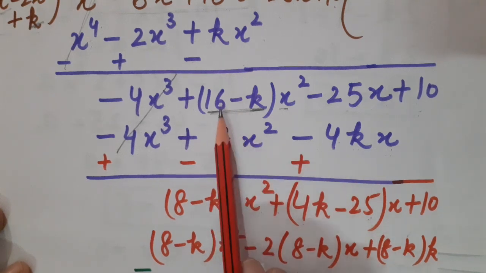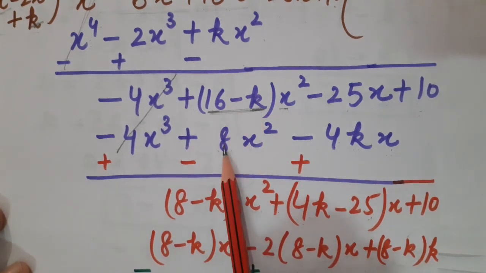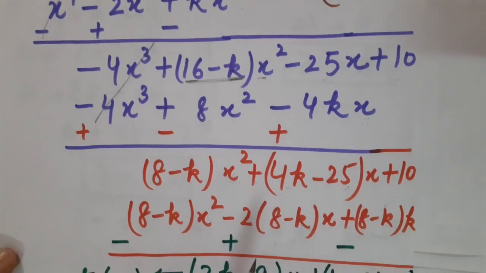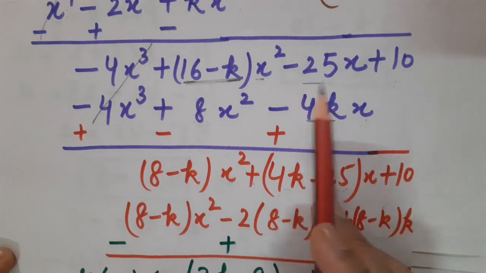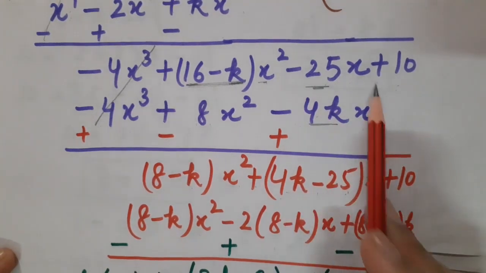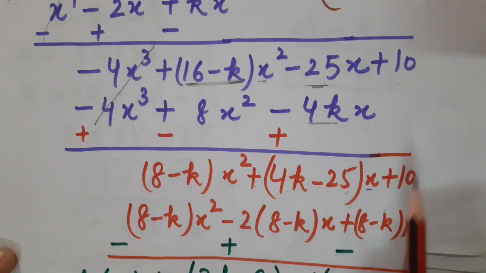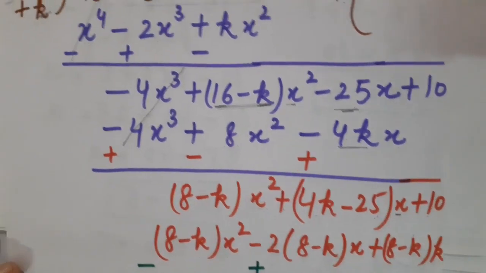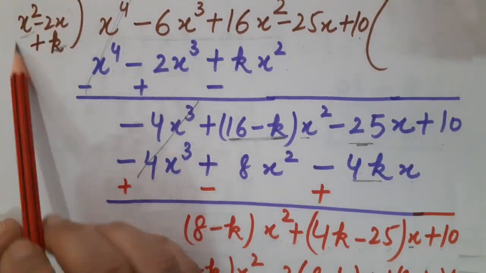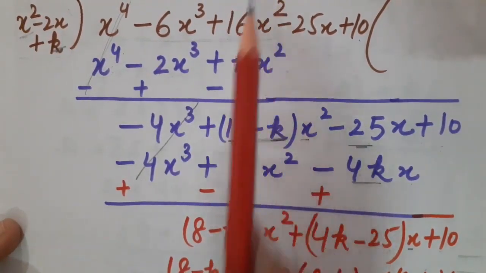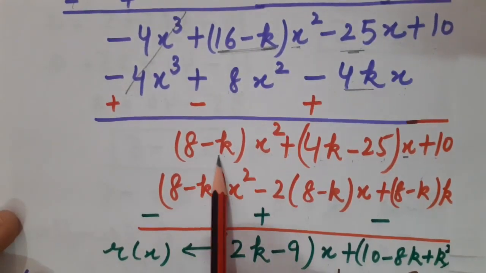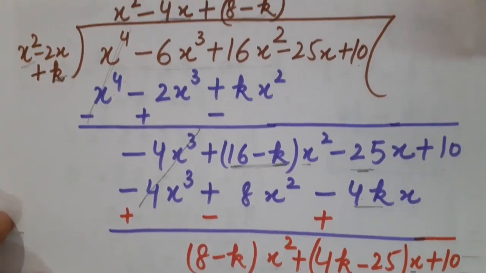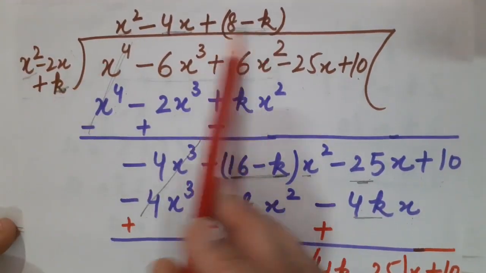Now let us solve them. This is 16 minus k minus 8. It would give you 8 minus k with x square. And here this is plus 4k minus 25, which I have written in the bracket while taking x as common. This plus 10 will be written as it is. Now children, what I am going to do? I am going to multiply this complete g(x) by 8 minus k, so that I can eliminate 8 minus k times x square.